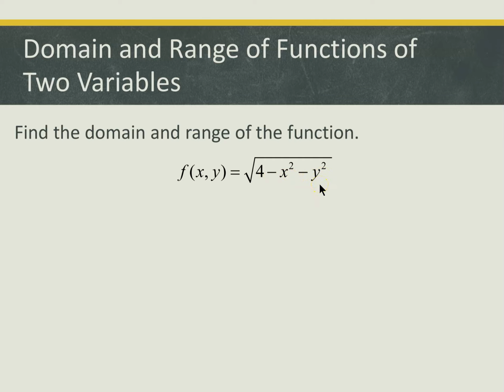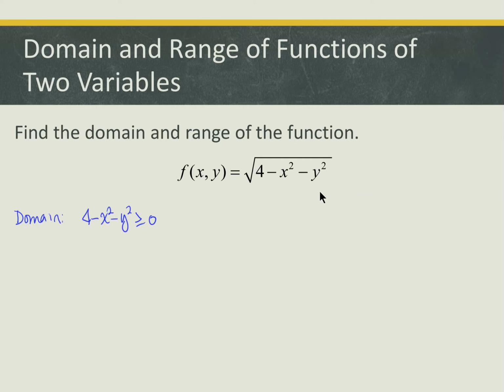So let's go ahead and first think about the domain. Since this expression, 4 minus x squared minus y squared, is underneath a radical, underneath the square root, when we're thinking about the domain, we have to be sure that that expression is positive, or it could be 0. So 4 minus x squared minus y squared must be greater than or equal to 0.